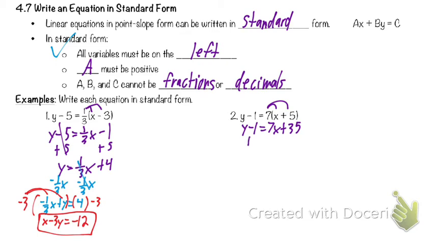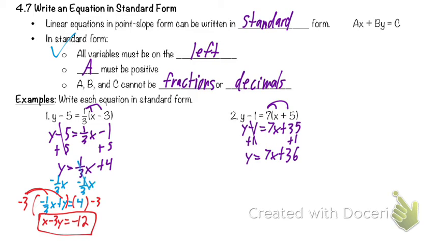Then we'll add the 1. Y equals 7x plus 36. So now we have our slope-intercept form, and now we want to turn it into standard form. So once again, for standard form, we have this checklist. All variables on the left, A must be positive, A, B, and C can't be fractions. None of the numbers can be fractions or decimals.